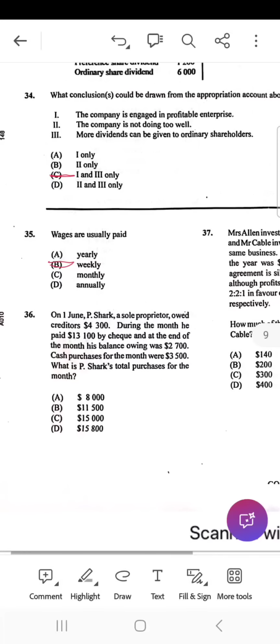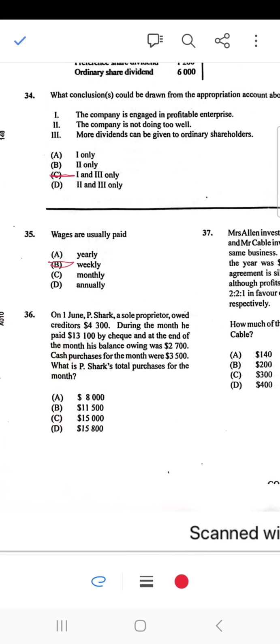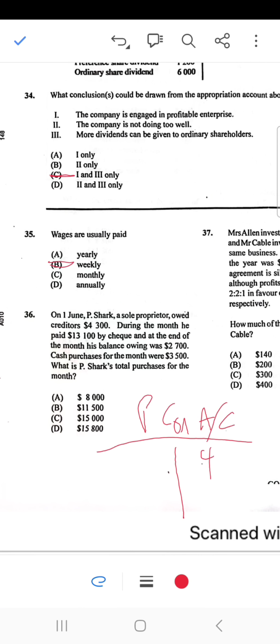Number 36, on the 1st of June, P. Shark, sole proprietor, owed creditors 4,300. During the month, he paid 13,100 by check, and at the end of the month, his balance owing was 2,700. Cash purchases was 3,005. What is P. Shark's total purchases? We did a question similar to this already. Let's do it again. So let's look at our purchases control account. And remember, the balance brought down at the start will be on the credit side. So the amount he owed at the start, 4,300, is on the credit side.